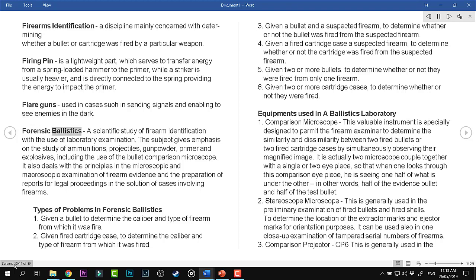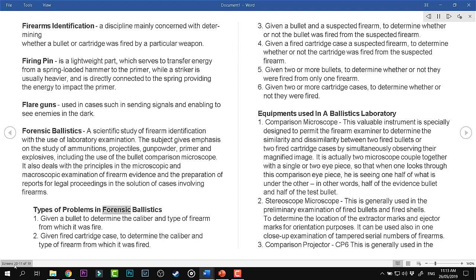Forensic ballistics, a scientific study of firearm identification with the use of laboratory examination. The subject gives emphasis on the study of ammunitions, projectiles, gunpowder, primer and explosives, including the use of the bullet comparison microscope. It also deals with the principles in the microscopic and macroscopic examination of firearm evidence and the preparation of reports for legal proceedings in the solution of cases involving firearms.